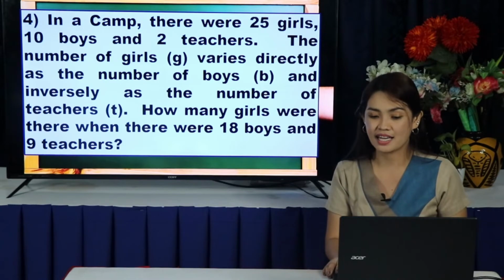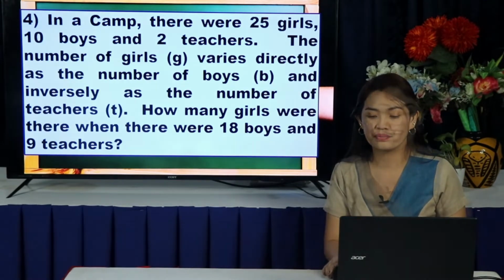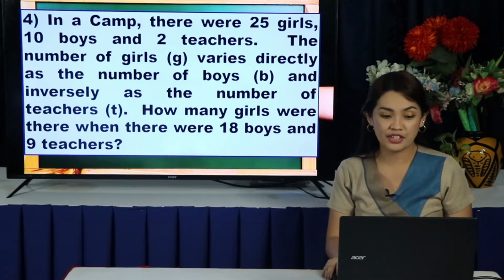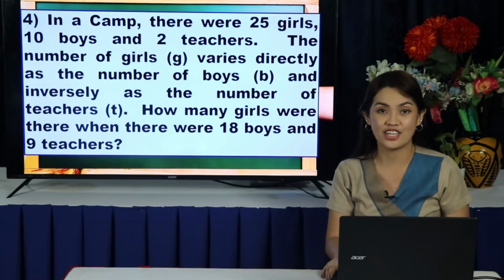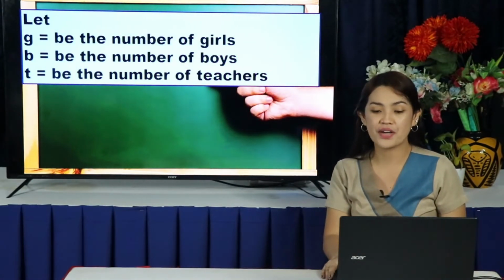Take note that this statement involves steps for you to arrive at the mathematical equation. So be sure to follow. In a camp, there were 25 girls, 10 boys, and 2 teachers. The number of girls G varies directly as the number of boys B, and inversely as the number of teachers T. How many girls were there when there were 18 boys and 9 teachers? This problem is an example of combined variation.